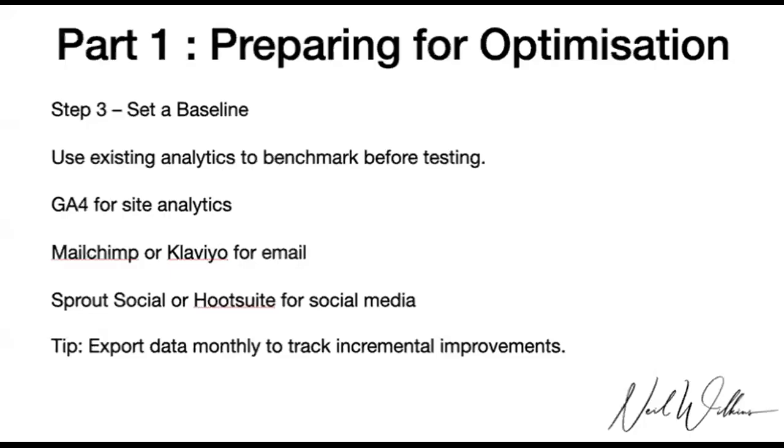And the baseline is, where are we now? It's a simple question. You're just putting a stake in the ground and saying, this is where we are. So really, the tip I would say here is if you can start to export data monthly to track incremental improvements, because as soon as you start to begin optimizing, things will change. Hopefully, they'll go in a positive northerly direction and it'll get better and better, but it might not. And if it doesn't, that's learning too.